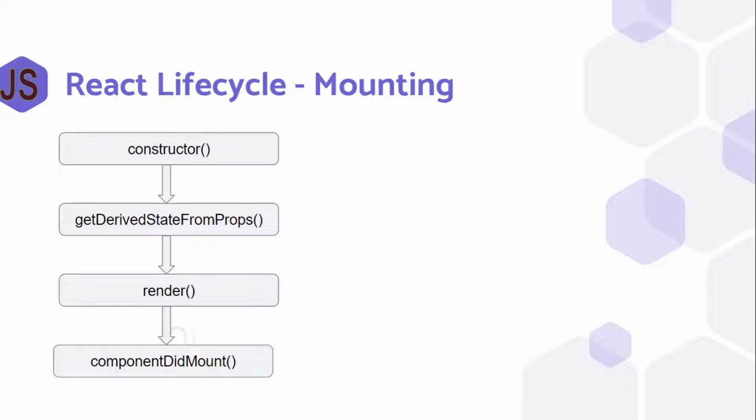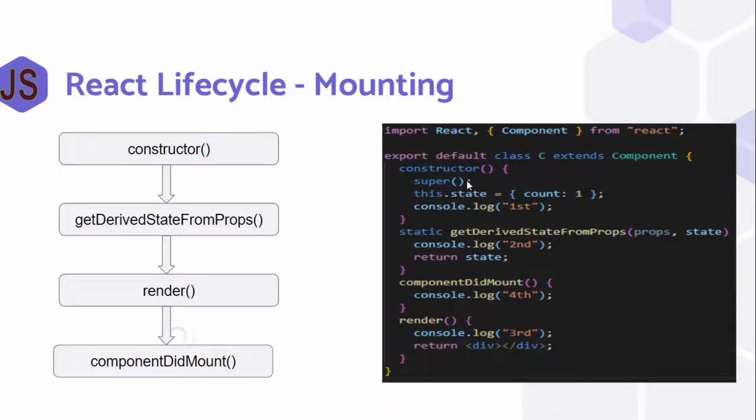Now, let us see the code for the mounting phase. First, the constructor is called, and in it we have to call the super method so that we can initialize the constructor of the parent class. And in this, we are setting the state with the initial value. And here we have written console.log and we are outputting it as first.